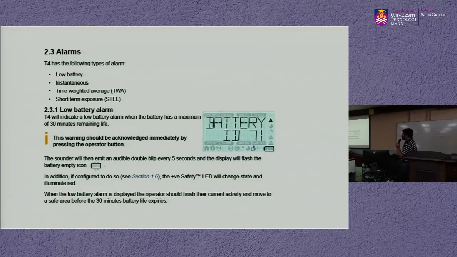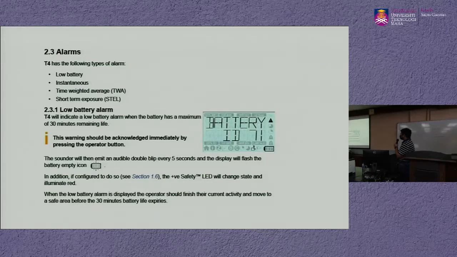Okay, in terms of alarms, T4 has the following types of alarms: low battery, instantaneous, time-weighted average, and short-term exposure, which is the STEL. For the low battery alarm, T4 will indicate a low battery when the battery has a maximum of 30 minutes remaining life, like I explained just now.